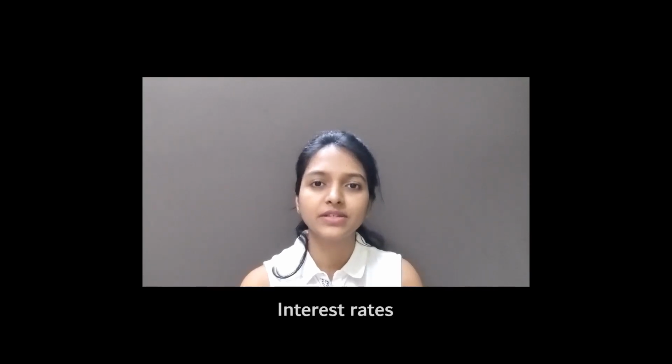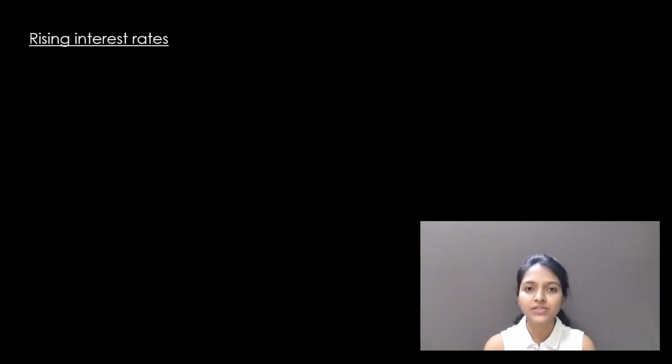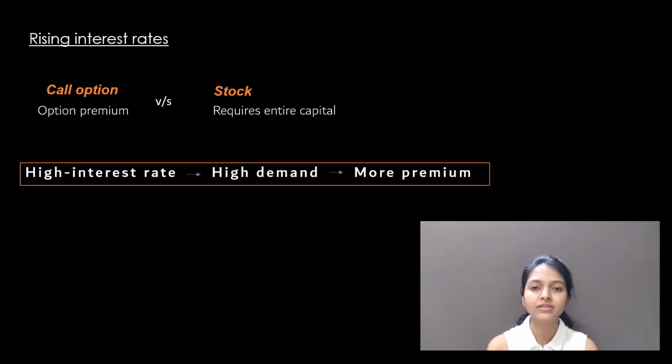Fifth factor is interest rates. So when interest rates rise, the cost of borrowing money to buy shares on margin increases. For example, if you want to buy 20,000 worth of stock on margin, the cost to use margin is higher when the rate is 6% versus 4%. Therefore, when the interest rates are high, it's cheaper to buy a call option than to purchase shares because purchasing a call option only requires a premium amount. So we can see when the interest rates increase, demand for the call option increases, and eventually call option premium also increases.